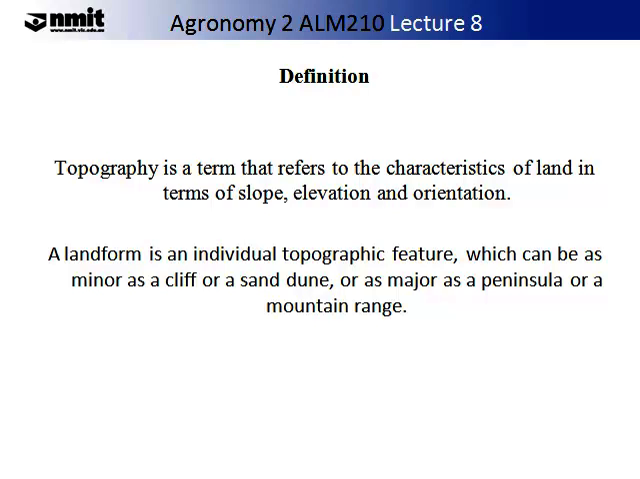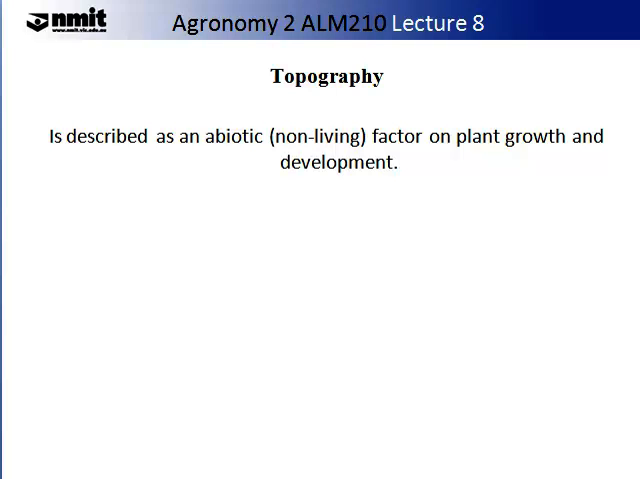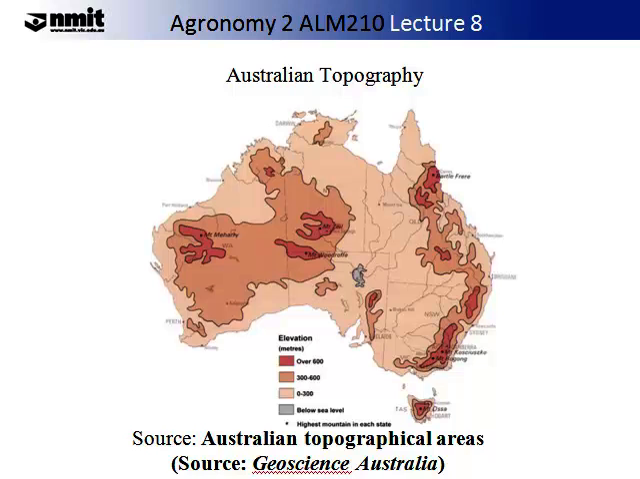The Australian continent, with the exception of Antarctica, is the lowest, flattest, and driest of the 7 continents. The continent can be broken into 4 major landform regions: the coastal plains, the eastern highlands, the central lowlands, and the western plateaus. These landform regions have been created by movements of the Earth's crust, by rivers and river erosion, and changes in climate and sea level. Topography is described as an abiotic or non-living factor that can impact on plant growth and development. The image on your screen is from Geoscience Australia and illustrates the Australian topographical areas.